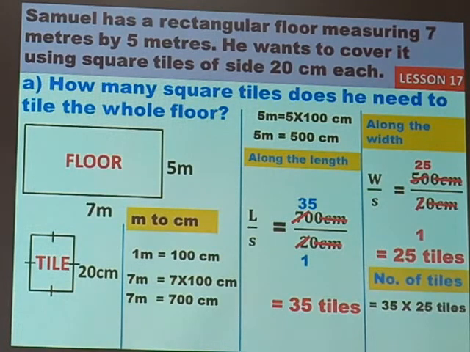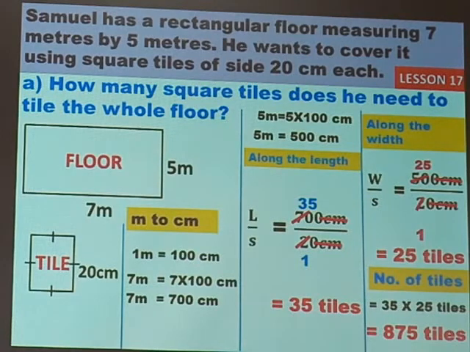So, I need someone to do side work there. You never know, I may not do the side work. So, can you work it out for me? 35 times 25, what shall we get? If you've done the side work very well, you've got that number of tiles: 875 tiles to cover the whole floor.